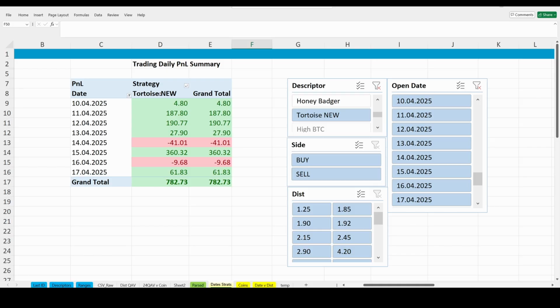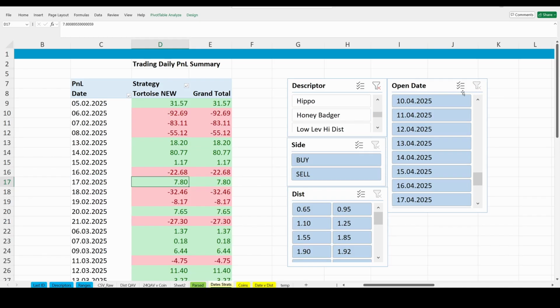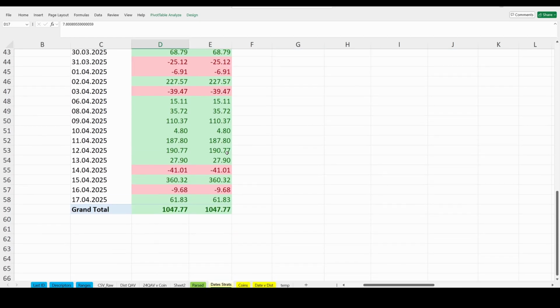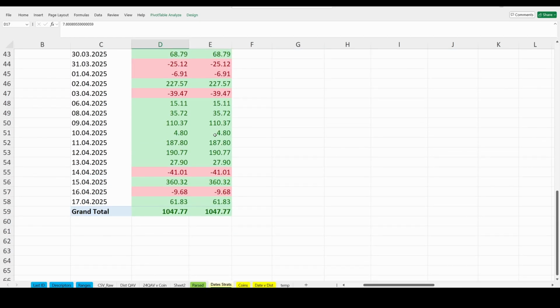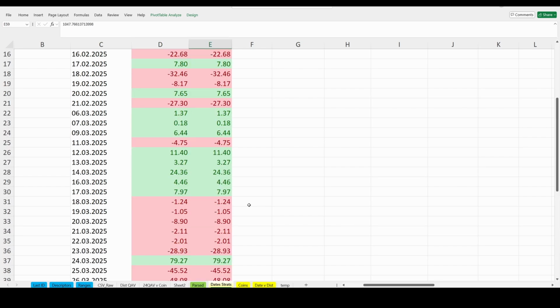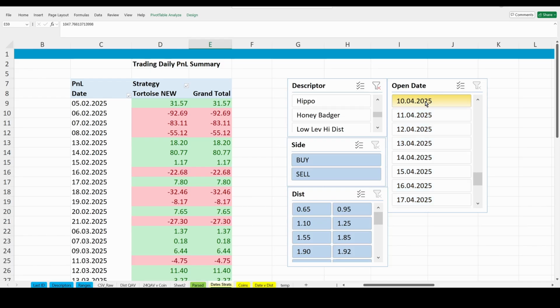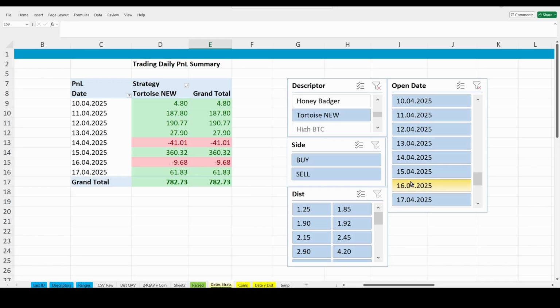So look at this first. The Tortoise, the new Ninja Tortoise. It brought in, over the 8 days, 782 USDT. That's pretty cool and I'm so happy for it. And if you go beyond those dates, it's even better. It recently got back on its feet and brought in over 1000 USDT. But we're going to be focusing on this date range first because that's where things are getting really interesting.